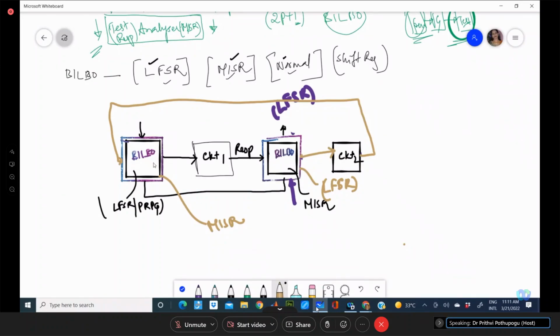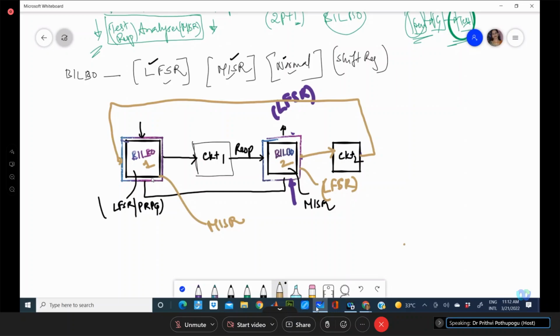For testing circuit 1, of BILBO 1 and 2, 1 becomes the generator, LFSR, and 2 becomes MISR, multiple input signature register. For circuit 2, 2 becomes LFSR and 1 becomes the multiple input signature register. So we are able to slice this BILBO into two functions. In parallel, you are able to perform the iteration of generation and testing. That is as simple as that.